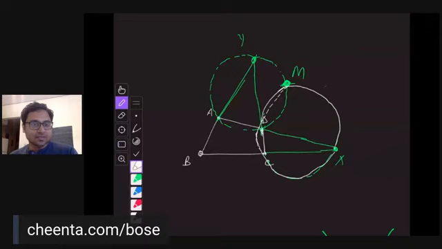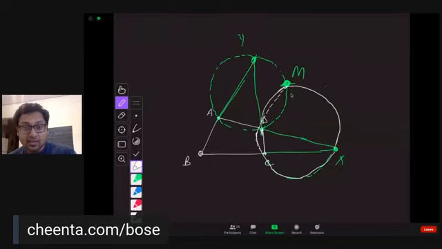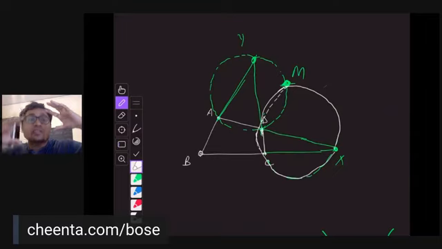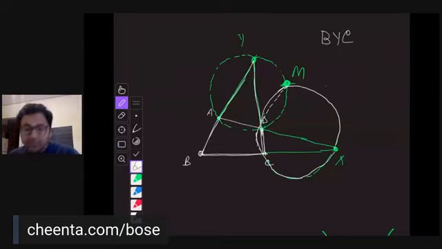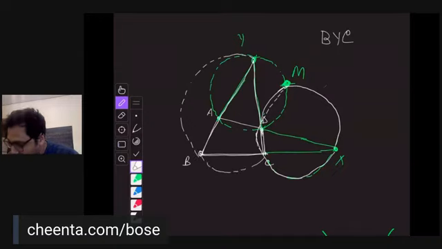All right, that's great. Now, let's draw two more circles. One of them will be the circumcircle of BYC, this particular large triangle right here. So this circle will somewhat be like this. But the great news is that this circle will also pass through M.